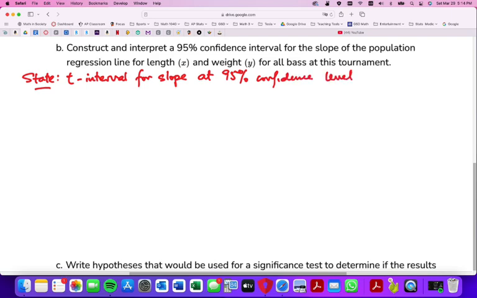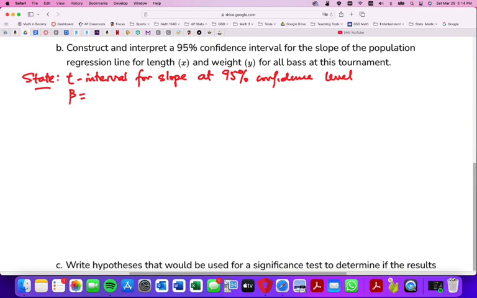confidence interval, right? We don't need a hypothesis. We don't need significance level, but we do need to put the name here, right? So sometimes we put the name in the do part when we do the significance test. But here we can put the name immediately for the t interval. Why t? Because slope is a quantitative data. So t interval for slope at a 95% confidence level.